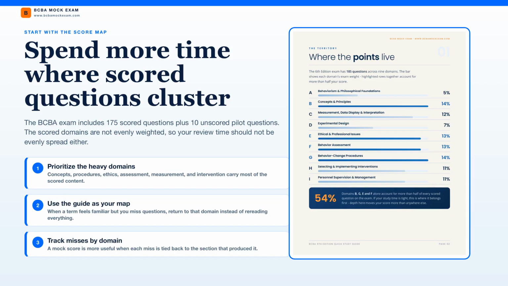If you miss a mock exam question, do not only ask, what was the correct answer? Ask, what concept cluster produced this miss? And if that cluster keeps showing up, comment the word. That helps me know what needs a slower explanation. That turns wrong answers into a review plan.